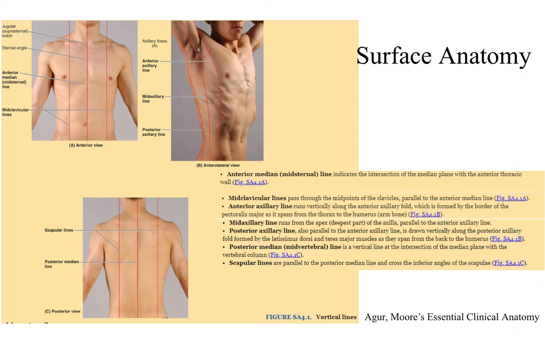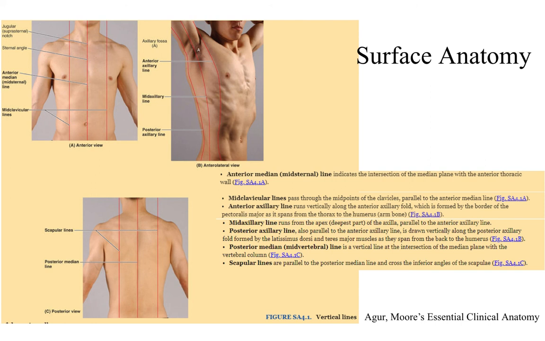Because if you think about it, when you see a patient, you're generally not going to see what's inside. So you're going to have to rely on these surface landmarks in order to infer what is on the inside, so you know what you're listening to, know what you're palpating, know what you're observing when you are with the patient.